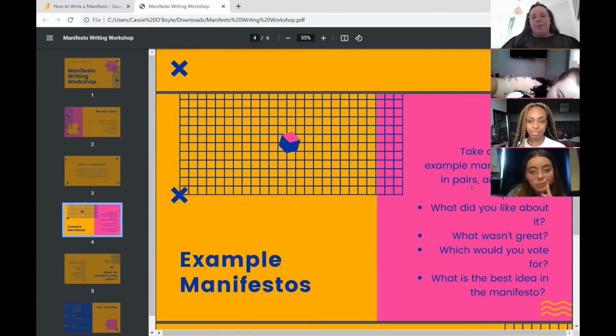And the questions that I want you to consider when you have a look over them is, what do you like about their manifesto? What wasn't so great? Which one would you vote for? So if you're a student reading that, which person would you be like, yeah, they definitely have my vote? And which do you think is the best idea, obviously in terms of the actual content?